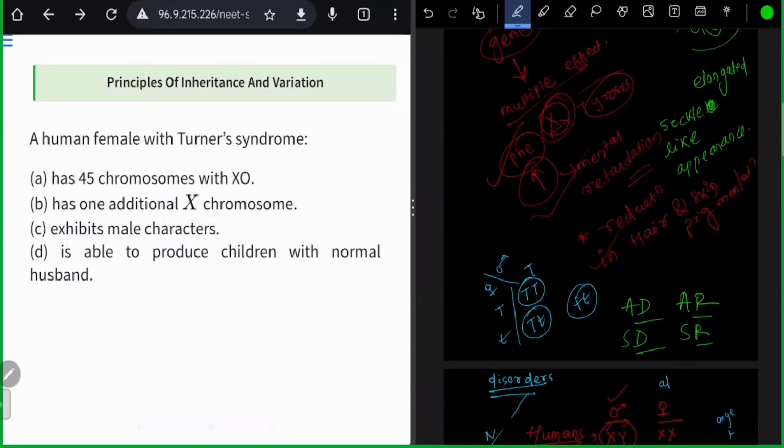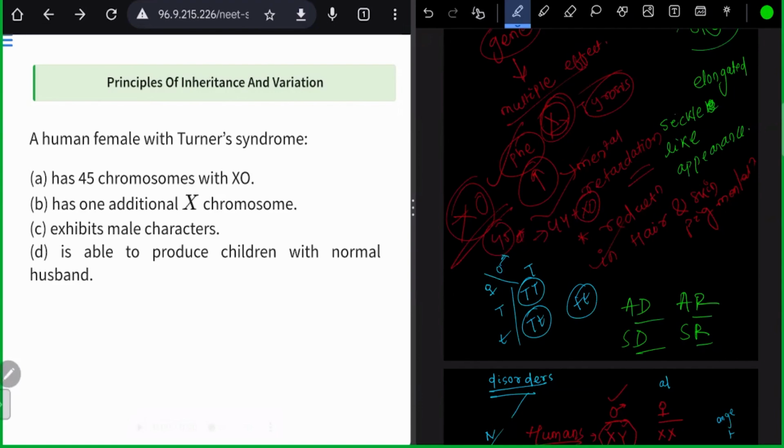Next is human female with Turner syndrome. We know that in Turner syndrome, there is absence of one X chromosome, which leads to karyotype 45. That means 44 plus XO. Okay. So option 1 is correct. It has 45 chromosomes with XO.